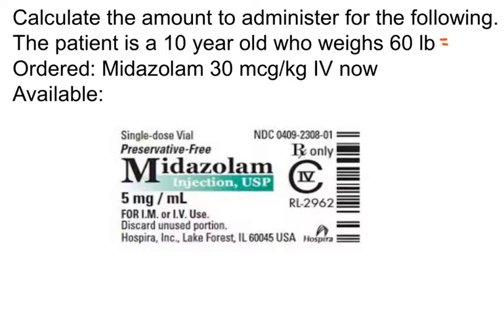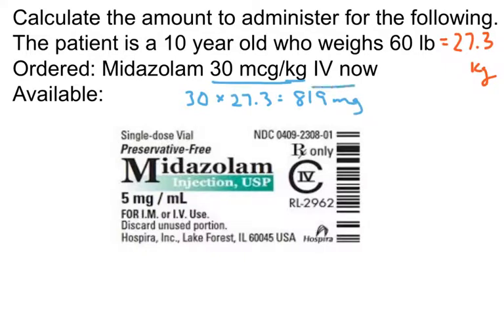Don't forget to round to the tenths place. So you get 27.3 kilograms. Okay? Now you want to find his dose specifically for him because he's 27.3 kilograms. So you're going to go right here and multiply by his kilograms. So you take 30 micrograms times his kilograms and you get 819 micrograms. Okay? So this is his new dose.